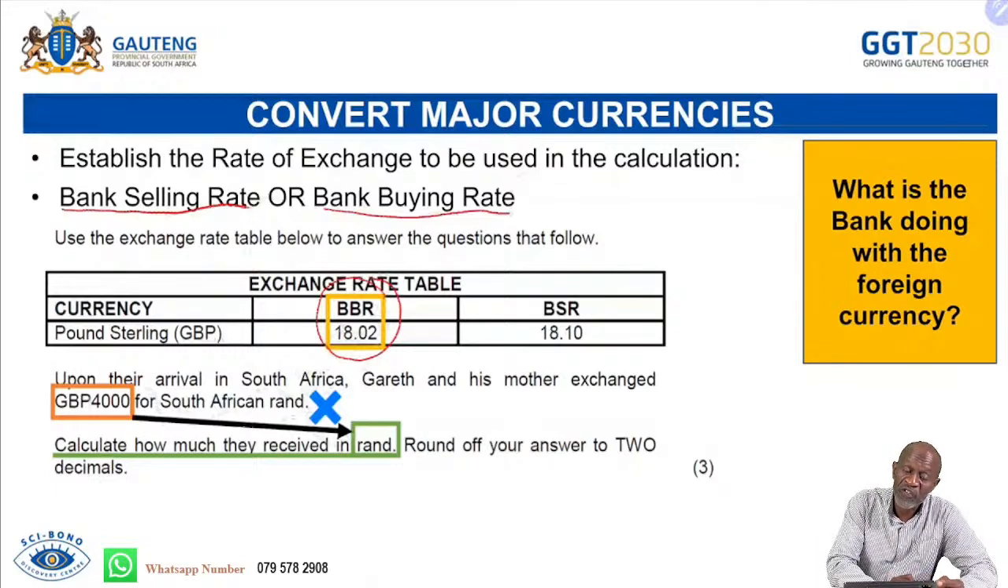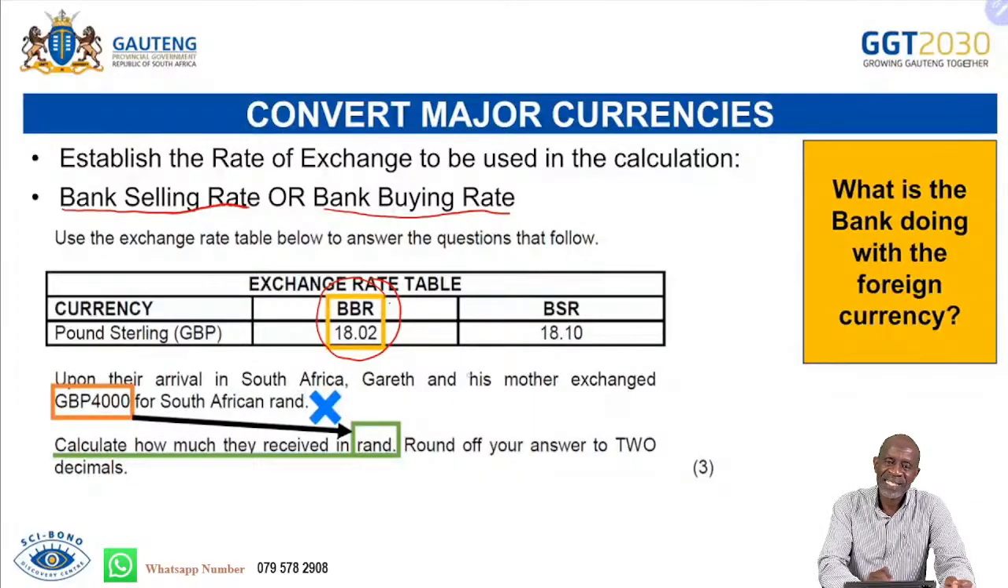So when you convert in a South African situation, the British pound to the rand, it means the bank will buy from you. So they will use the bank buying rate. So when you exchange foreign currency to South African rand in South Africa, then the banks in South Africa will use the bank buying rate. They will buy from you foreign currencies at a cheaper price.